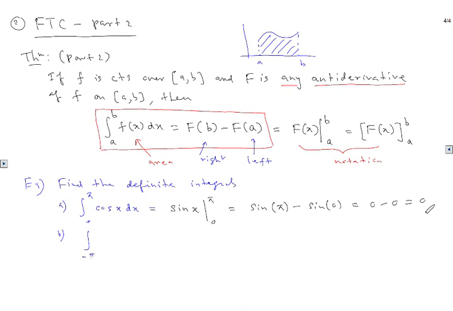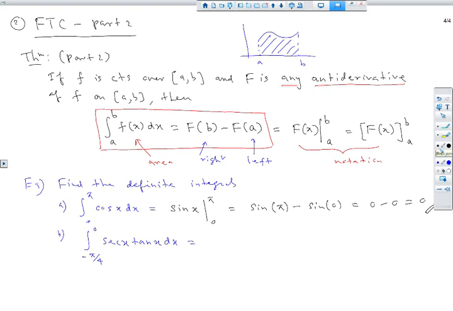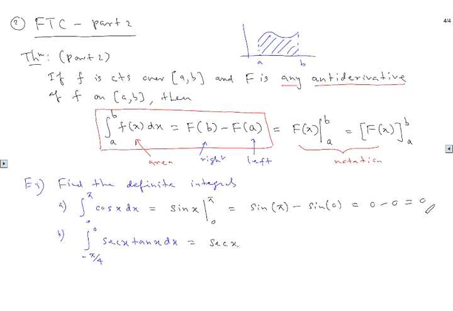Let's say the integral from negative pi over 4 to 0 of secant x tan x dx. What function has the derivative secant tan? If you look at the table that I gave you last time, you can see that secant has the derivative secant tan. So the antiderivative is simply secant x.